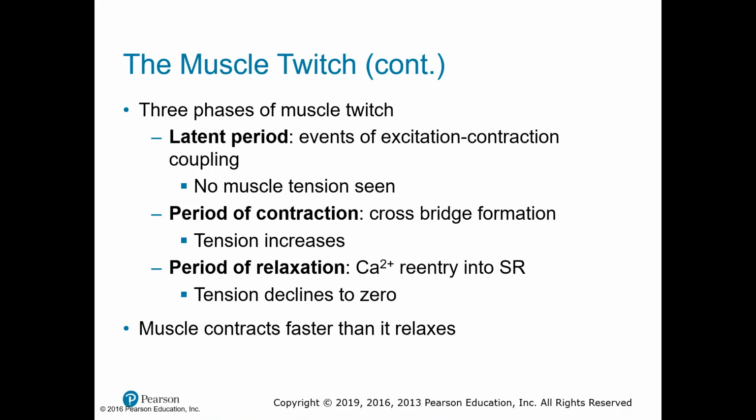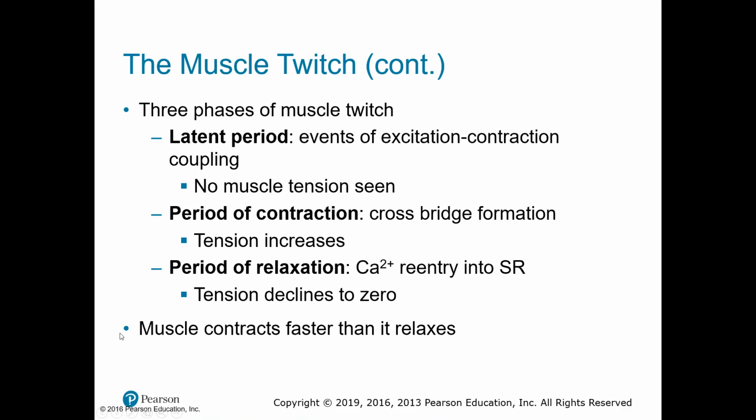We have the contraction phase. The cross bridges have formed. They contract, pull the actins towards the midline of the sarcomere. Then they're going to let go if there's more ATP, and if there isn't, they're going to stay attached there. And then we're going to go back to our relaxed phase when we lose all the calcium.